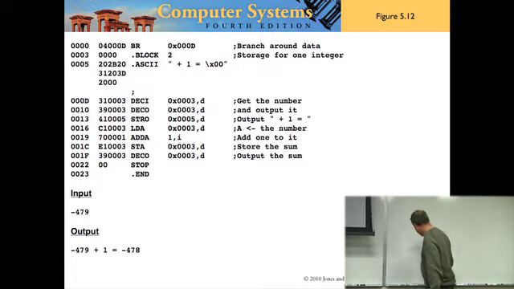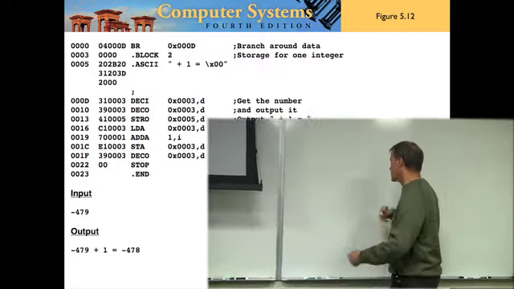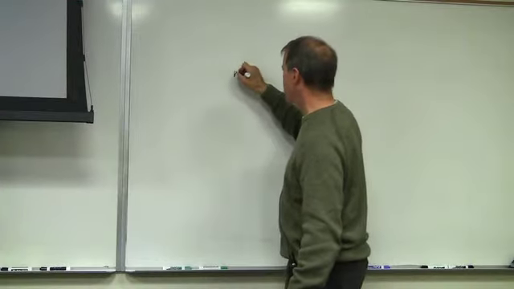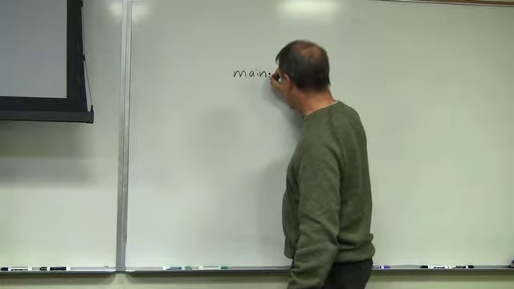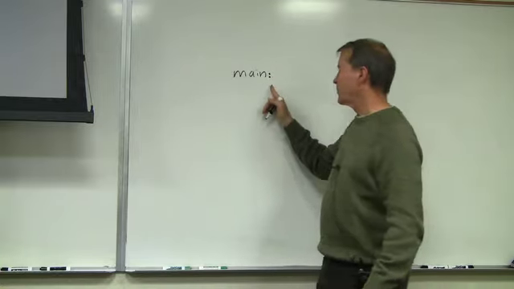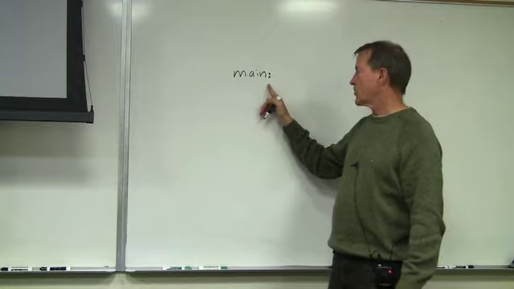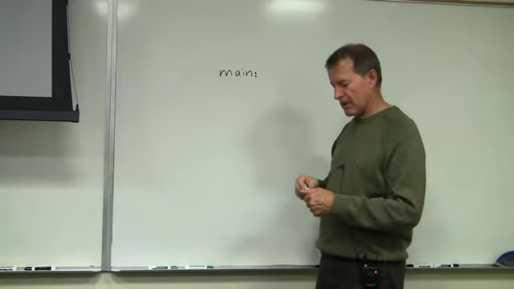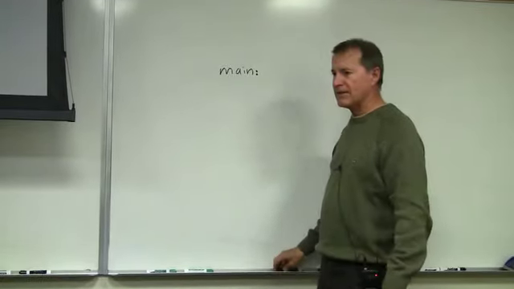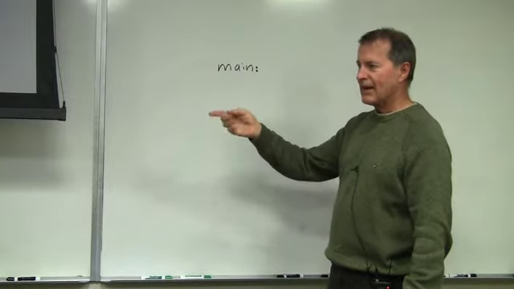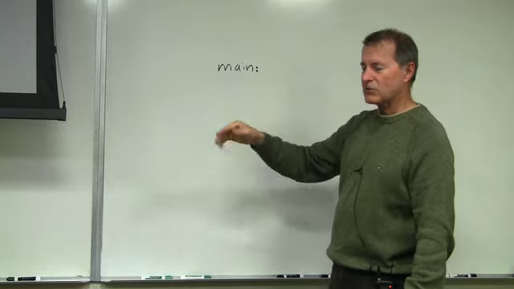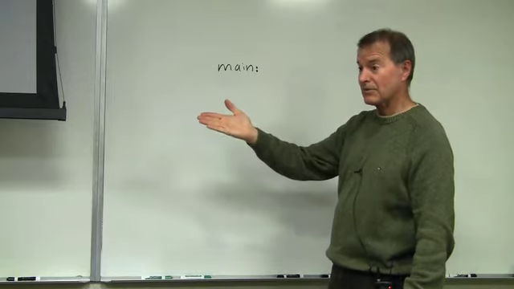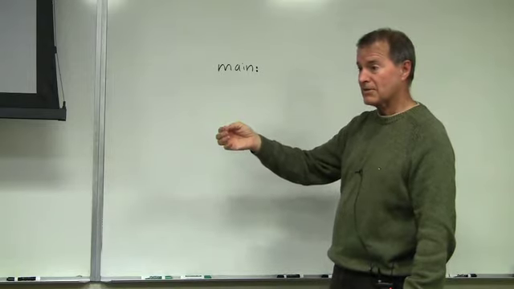In other words, here's what a symbol is. Our symbol will be, we'll just make one up and say main, and we'll put a colon after it. So what we're talking about now is a way to automate the counting so that we don't have to count ourselves. We'll have the assembler do the counting for us. Do you see what I mean?